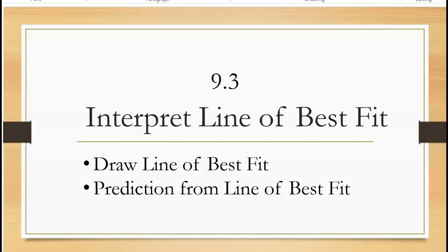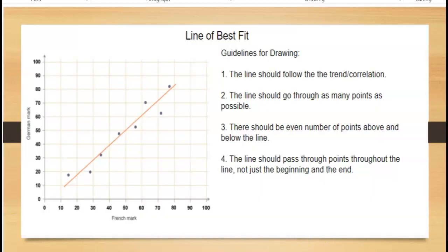So in order to interpret the line of best fit, we're going to focus in on two concepts today: drawing the line of best fit and the prediction from the line of best fit. Okay. When you draw the line of best fit, here are some guidelines. Number one, the line should follow the trend correlation. So you're deciding whether you're going up in a positive direction or down in a negative.